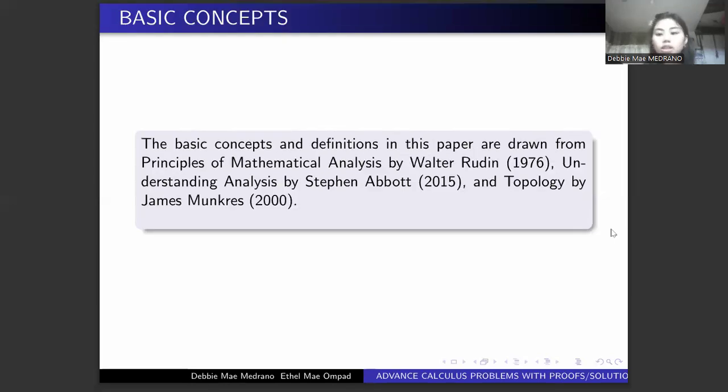The basic concepts and definitions in this PPT were drawn from Principles of Mathematical Analysis by Walter Rudin, Understanding Analysis by Stephen Abbott, and Topology by James Munkres. I will just go ahead on the basic definitions and concepts, because our main goal really is the discussion, the problems and the proofs.